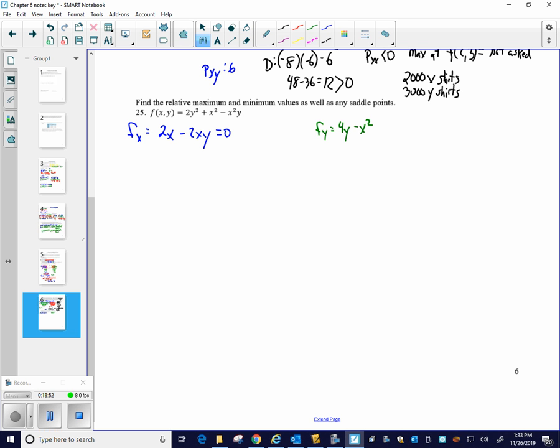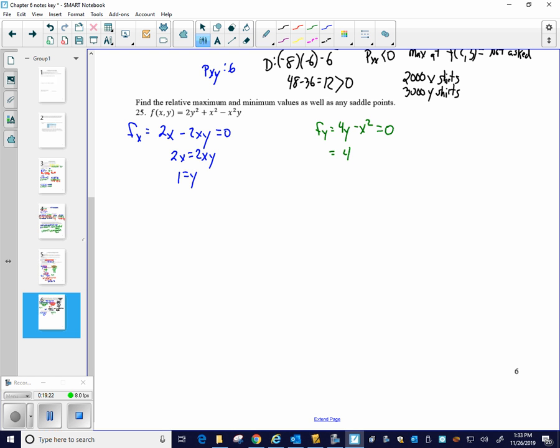So I'm going to solve the one on the left. And by the way, it doesn't matter. You can solve either one, but the one on the left looks easier to me. So it'll be 2x equals 2xy. If I divide by 2x on both sides, I get y equals 1. And since I know that y equals 1, I'm going to plug 1 into the equation over here.